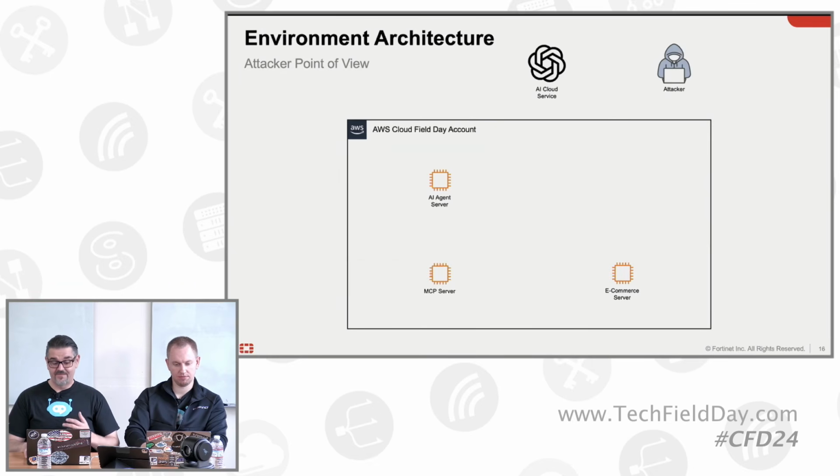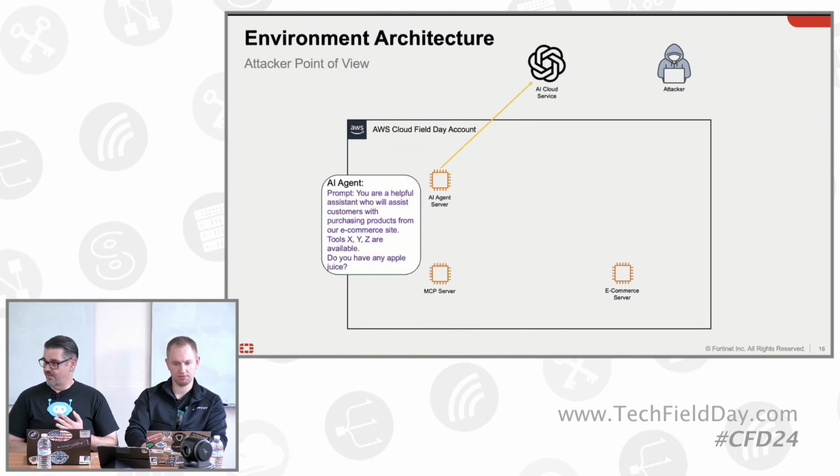So it's going to take that information plus the prompt that was pre-configured, and I've simplified this prompt, right? You're a helpful assistant who will assist customers with purchasing products from our e-commerce site. Quite often when you look at AI agents, the prompts are much, much more complicated than that. But this one I've simplified. The important thing to remember here is the agent doesn't really know anything other than I've got these tools and this is what the customer is asking. So it's going to send that information to our AI cloud service, in this case our large language model, which is OpenAI.